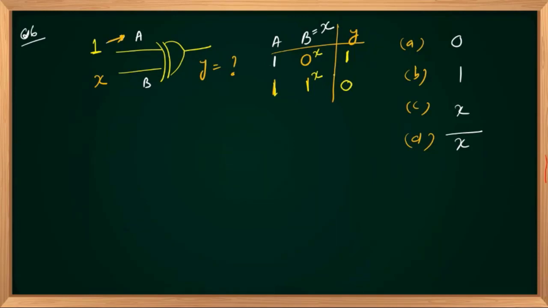Right. So what is the relation between X and Y? If X equal to 0, Y is 1. If X equal to 1, Y equal to 0. So Y is nothing but complement of X, correct? X bar. If X equal to 0, I got Y equal to 1. If X equal to 1, I got Y equal to 0. So that is nothing but Y equal to X complement. And that is my option D.